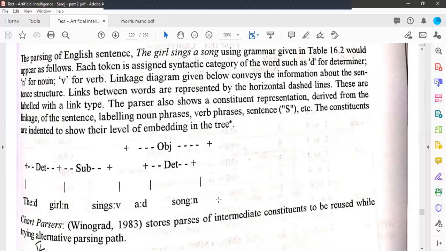Now, this way you are creating a link between the words by using link grammar rules, and the parser that does this is known as a link parser.